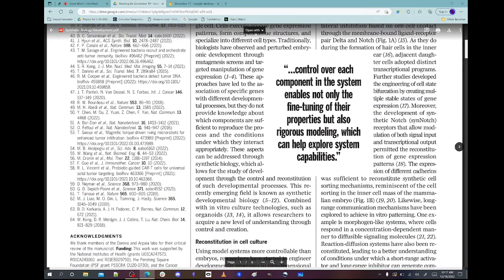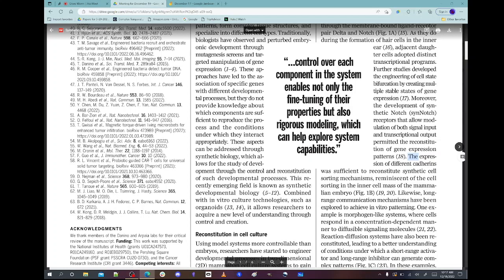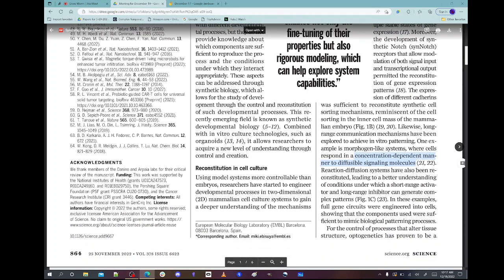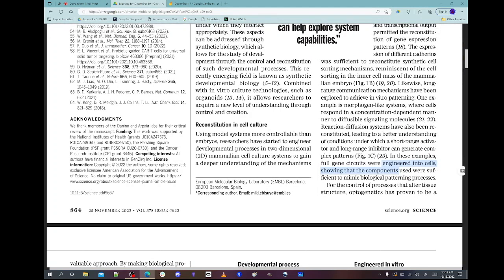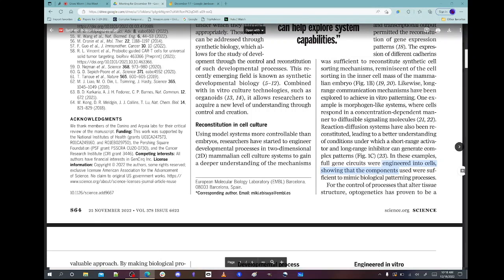If we want to look at something that's embryo-wide or maybe responds to physical forces, we may need to use another model system. So long-range communication mechanisms have been explored to achieve in vitro patterning. One example is morphogen-like systems where cells respond in a concentration-dependent manner to diffusible signaling molecules. People will use reaction diffusion systems, which we've talked about in the meetings. It gives us a better understanding of conditions under which a short-range activator and a long-range inhibitor can generate complex patterns. In these examples, full gene circuits were engineered into cells, so you can't just use the gene circuit as a simple switch. You have to engineer them into cells and use them as part of the cellular machinery.